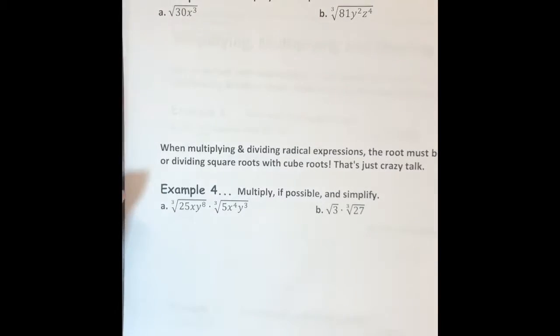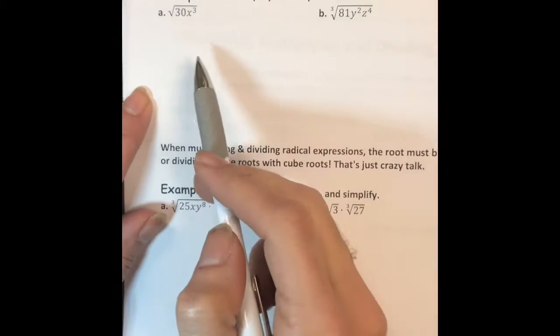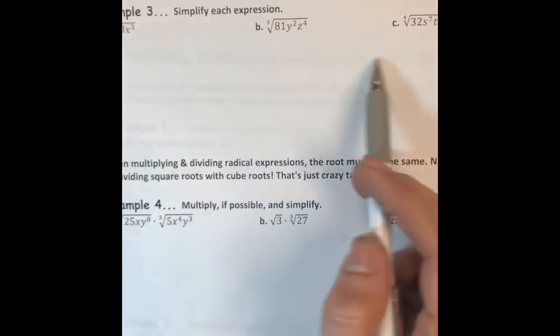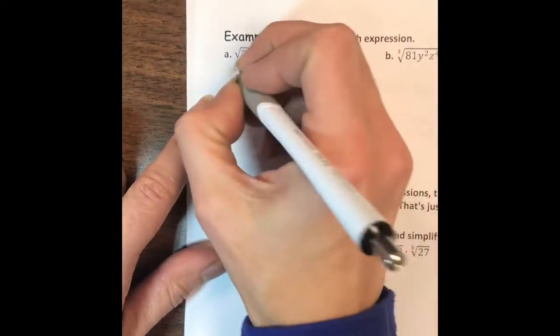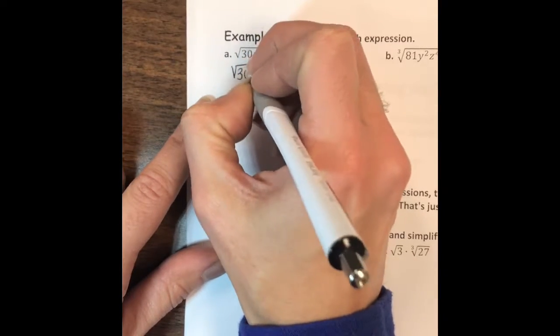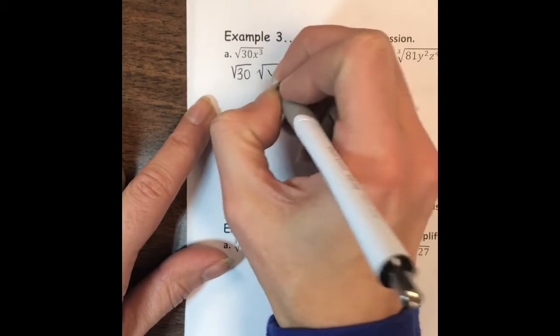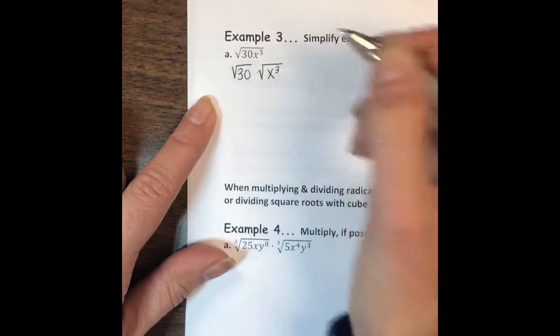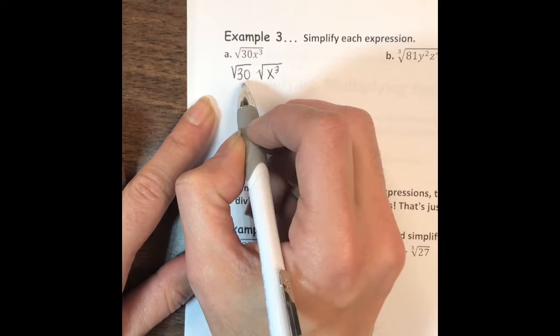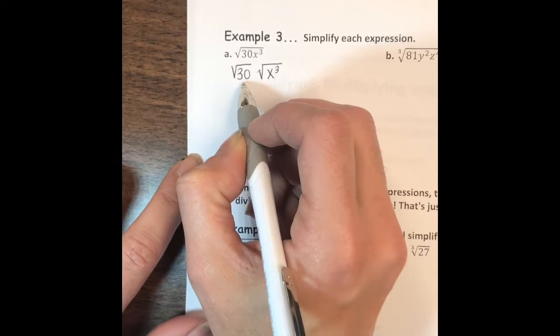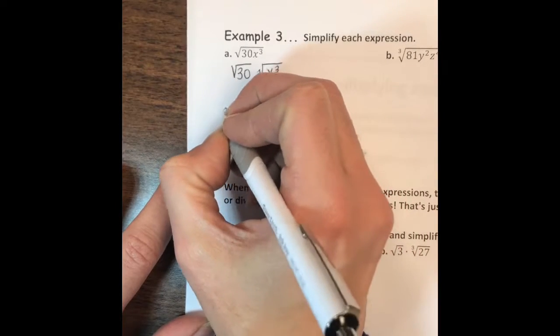All right, part 2. We're now going to simplify some more radical expressions, but these are going to be a little bit more difficult. They want us to take the square root of 30 and the square root of x to the third. Now, you can't actually take the square root of 30. It is not a perfect square. I can see if it simplifies.